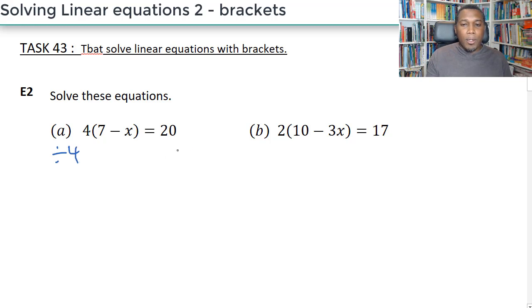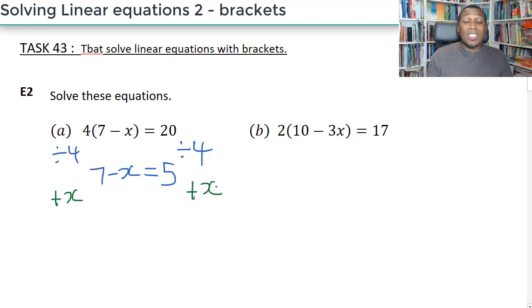Divide by 4, divide by 4. And then I get 7 take away x is equal to 5. That's what you should get. Then at this stage, well, look at this. What am I going to do? Different ways you can do it. But if you were thinking about balancing, the way you would do this is add x to both sides. That's one way of doing it.